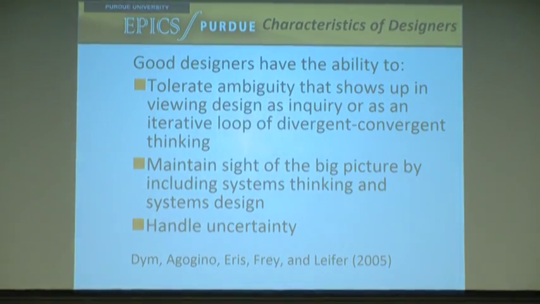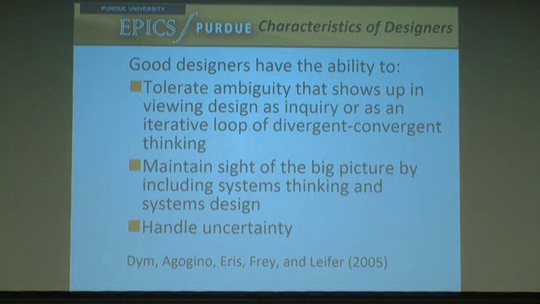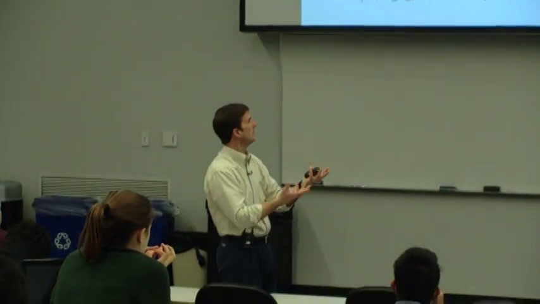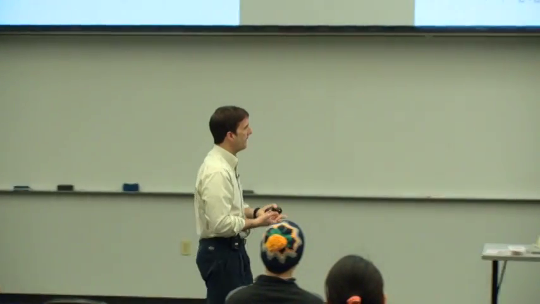I'll close with some characteristics of good designers, and then some things beginning designers should avoid. Characteristics of good designers: they tolerate ambiguity and uncertainty, like, oh, we don't have all the answers. That's wonderful. I'm uncomfortable, okay, but as a designer, we're going to do that. They can see the big picture and also see how things fit within the design.